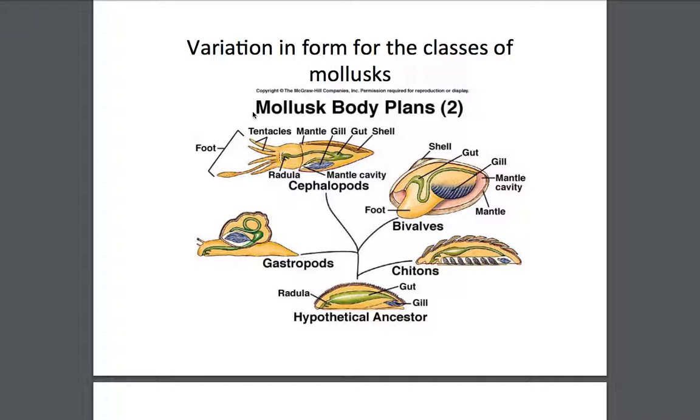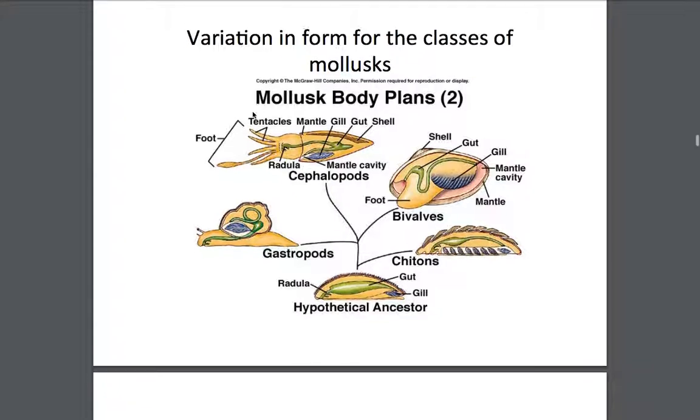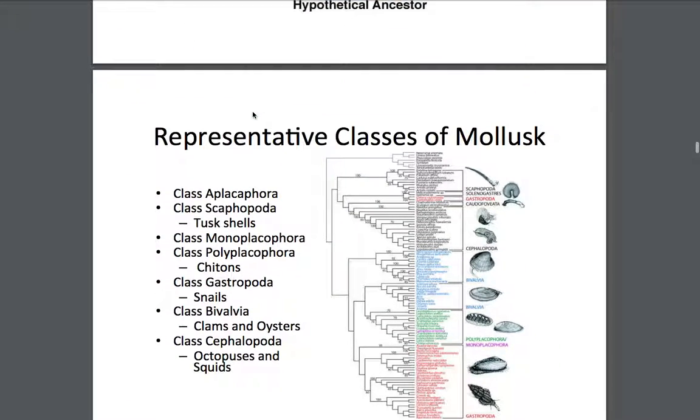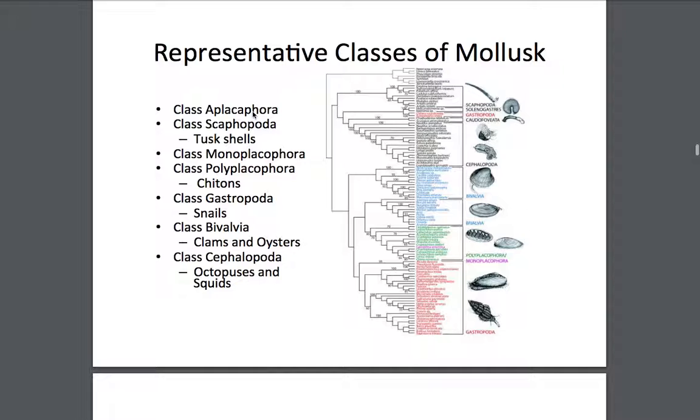So, the main representative groups of mollusks, we're only going to talk about 5 big guys, but there's a bunch of others. There are aplacophorans. Aplacophorans are really easy. They still have a head. They still have a foot. They still have a visceral mass. They just don't have a shell. Right? Same sort of setup.